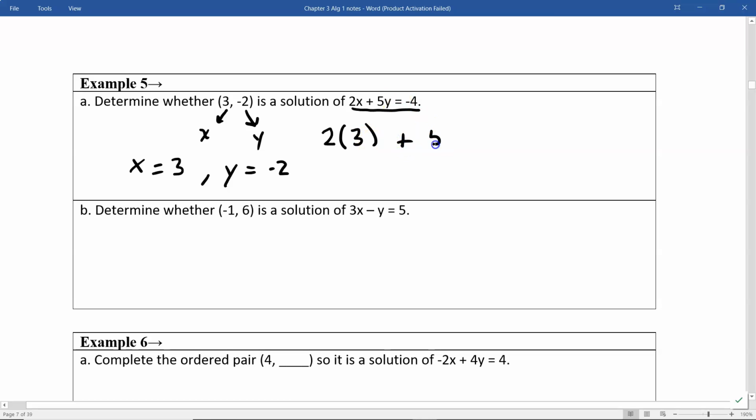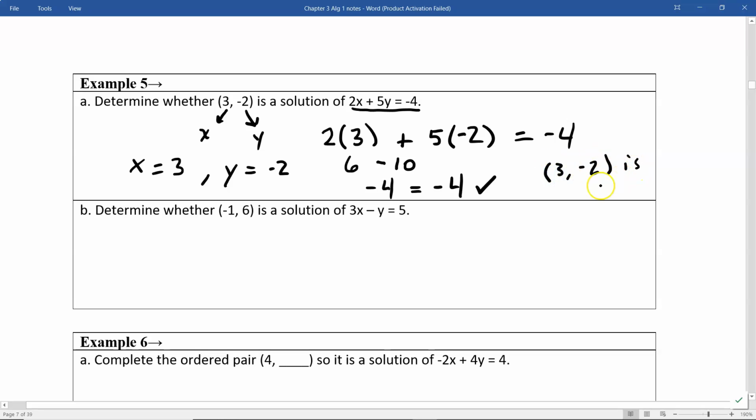And then when we see our y, we have 5 times negative 2. This is equal to negative 4. So let's check it. 2 times 3 is 6, and 5 times negative 2 is negative 10. 6 minus 10 is negative 4. And putting in our right side of the equation, we see that, yes, we do get the same number on both sides of our equal sign. So this says (3, negative 2) is a solution.